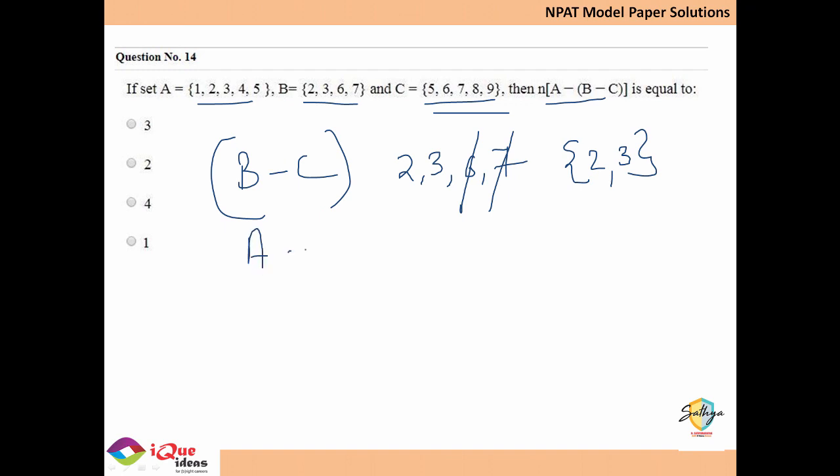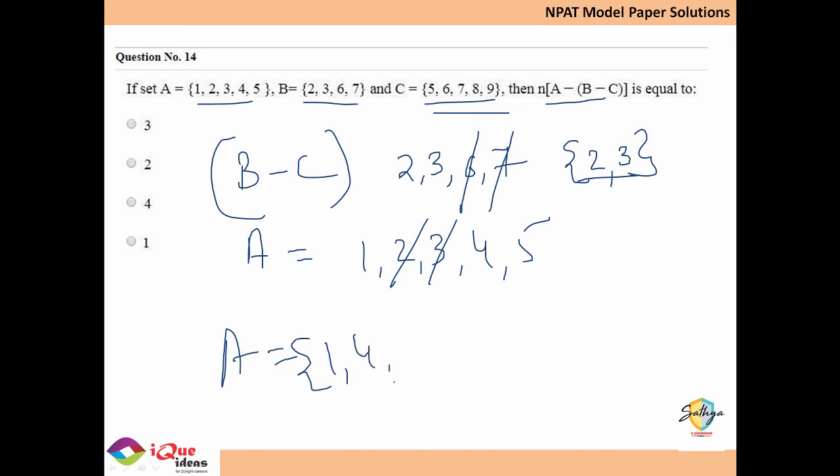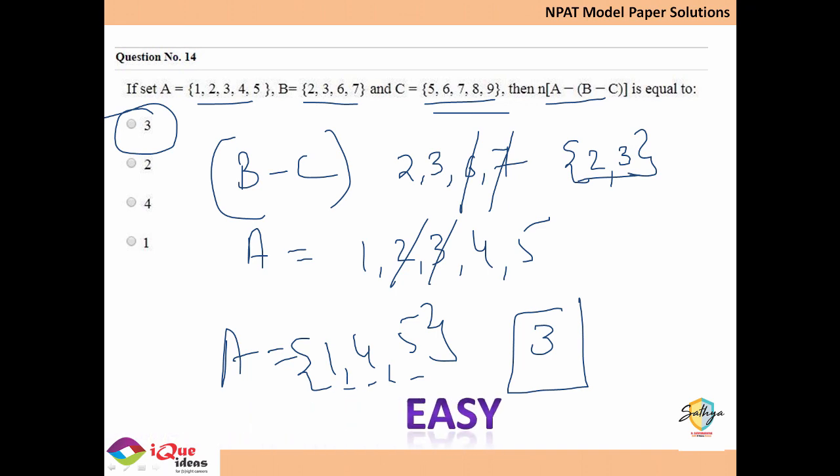Now from A, if I subtract these values, for A 1, 2, 3, 4, 5, from A if I subtract 2 and 3, then A is nothing but the set of elements 1, 4 and 5. So the number of elements is 1, 2 and 3. So there are total 3 elements in set A. That's it. This is the funda. If you are not able to understand it before, it's just a matter of understanding what these notations are. So simple. Relatively easy problem if you know what the funda of these notations in set theory are.